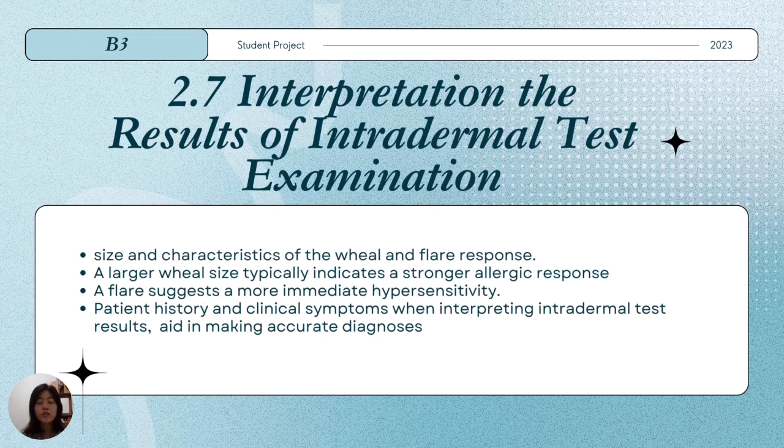Interpretation of the result of the intradermal test examination. Interpreting the result of the intradermal test examination is a critical aspect of diagnosing various medical conditions such as allergies. Interpretation of intradermal test results requires a nuanced understanding of the size and characteristic of the wheal and flare response. A larger wheal size typically indicates a stronger allergic response, while the presence of a flare suggests a more immediate hypersensitivity. Additionally, research conducted in 2019 emphasized the importance of considering patient history and clinical symptoms when interpreting the test result, as this factor can aid in making an accurate diagnosis.